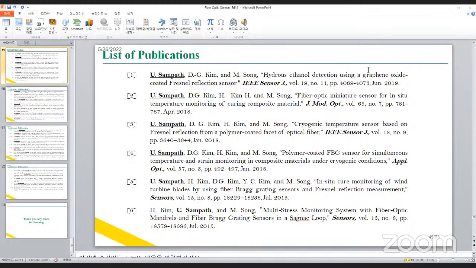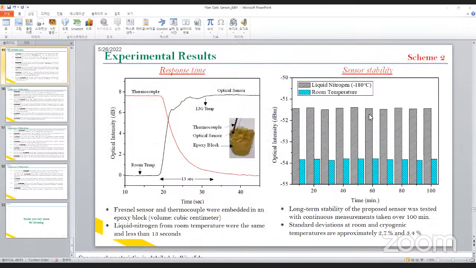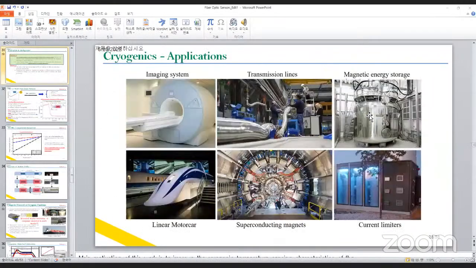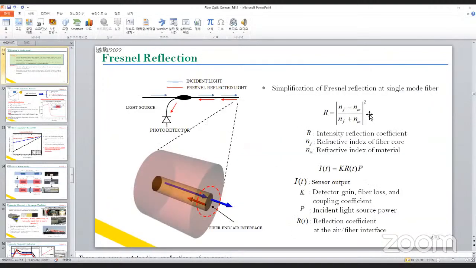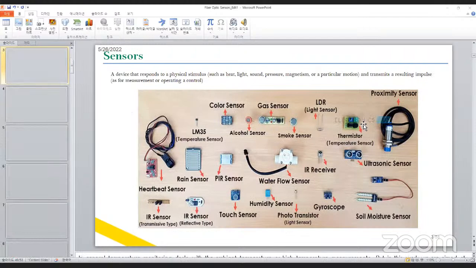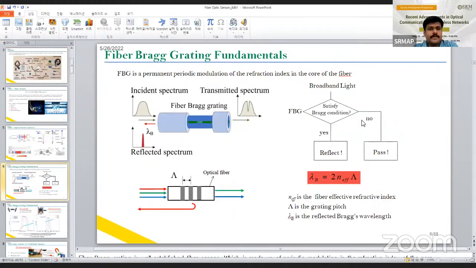In my presentation, I've just given a brief intro to the polarization-related sensor question. The work presented is fully based on the wavelength. Okay.